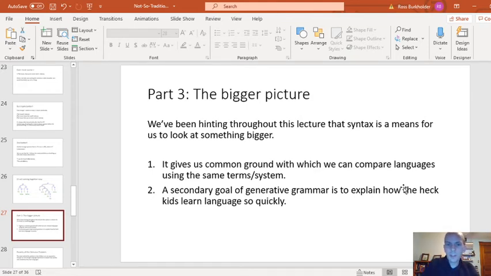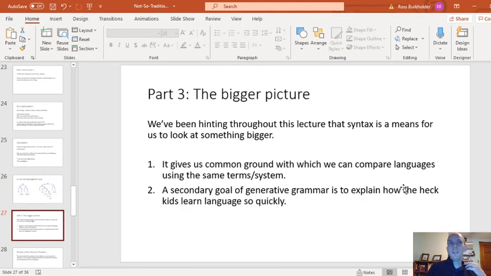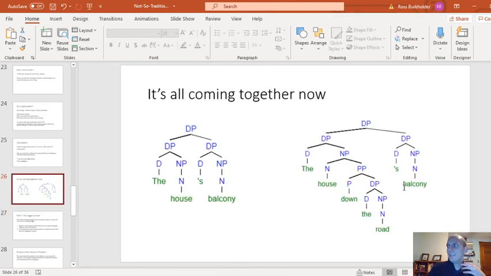I want to talk about this in two ways, relatively quickly. The first way I want to talk about syntax in a bigger picture is that this system that we're developing when we look at examples like this is meant to apply to more than one language. This isn't supposed to be specific to English. English is going to arrange these, have its own set of rules, but the style of rules is the same.